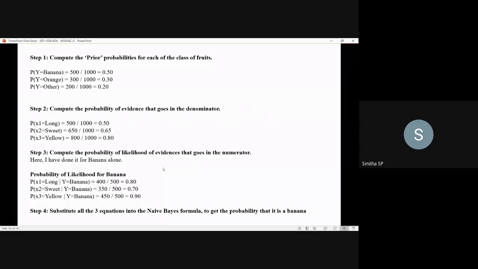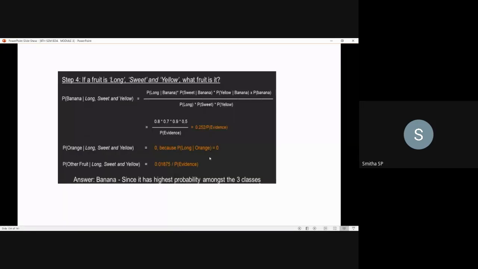So now you got the probabilities of likelihood of evidence. What do you have now? Probability of evidence in the denominator, probability of likelihood of evidence. Now substitute all three into the Bayes formula to get the probability that the fruit is a banana. Once you substitute all these values, you will get a value. I have shown in this example by computing the probability for the fruit banana. The probability you have obtained here is 0.252.